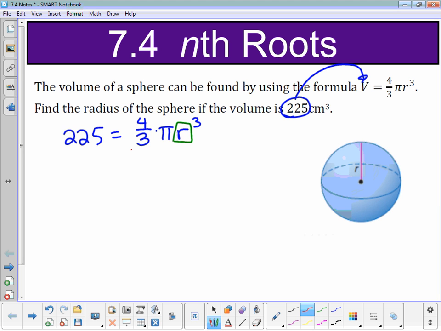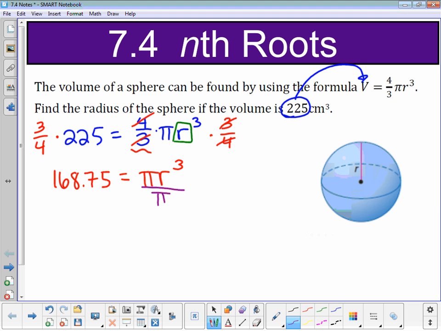To get rid of 4/3, I need to multiply by the reciprocal on both sides. Because what that's going to do is I have 4 divided by 4, which cancels, 3 divided by 3, which cancels, and that cancels that out. On the left-hand side, when I simplify, 3/4 times 225 is 168.75. So now I'm just down to pi r to the third, and the next thing I need to get rid of is the pi. So I'm going to divide both sides by pi, since pi is being multiplied. So that makes those go away. And when we plug that into our calculator, 168.75 divided by pi is approximately 53.7.